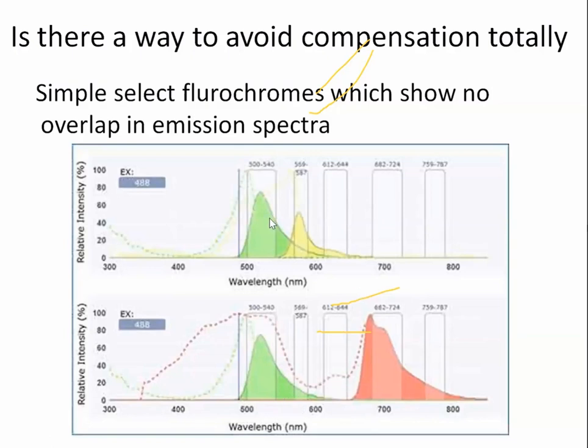In contrast, if I'm using 2 fluorochromes like FITC and PE, where there is a spectral overlap, I need to do compensation. It is inevitable. But if I'm doing a simple 2-color experiment where I need just 2 fluorochromes, and I select the fluorochromes in such a way that there is no spectral overlap between them, then spillover does not happen, and there is no need to do compensation. So that is one. If you want to avoid compensation, you need to select fluorochromes where there will not be any spectral overlap.